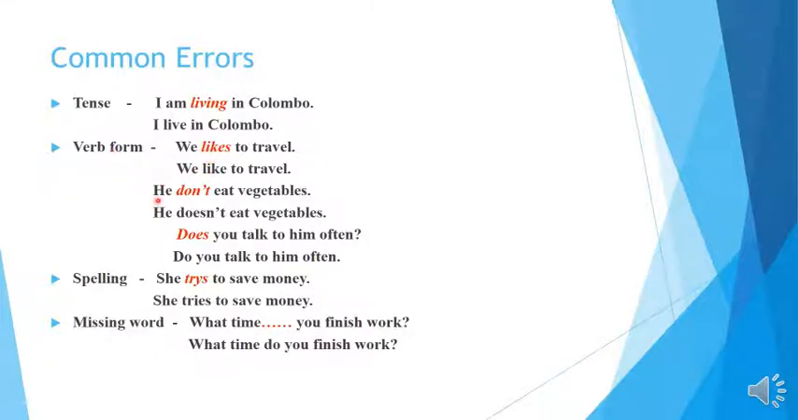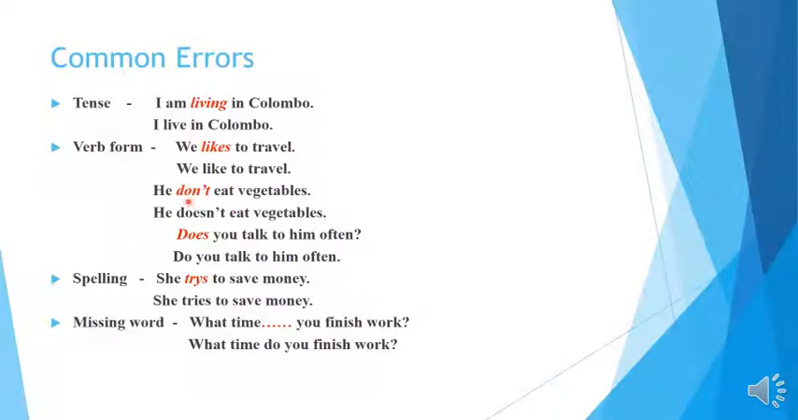He don't eat vegetables. Hope now you are getting it. Yes, we don't use don't with he, we use doesn't. He doesn't eat vegetables. Okay, with he, she, it, we use doesn't.